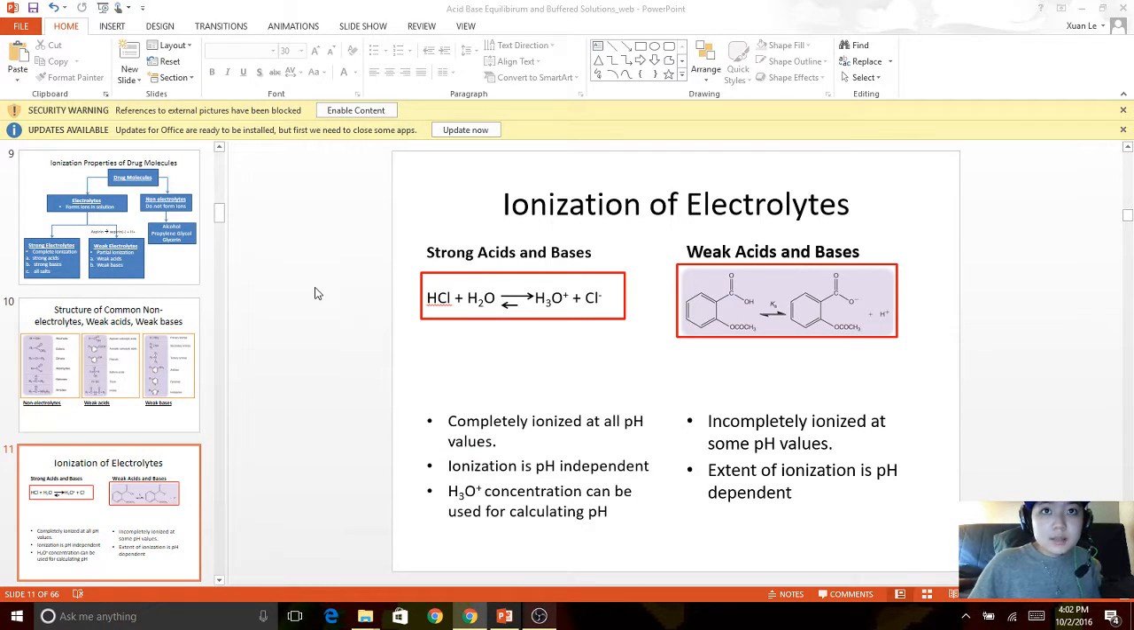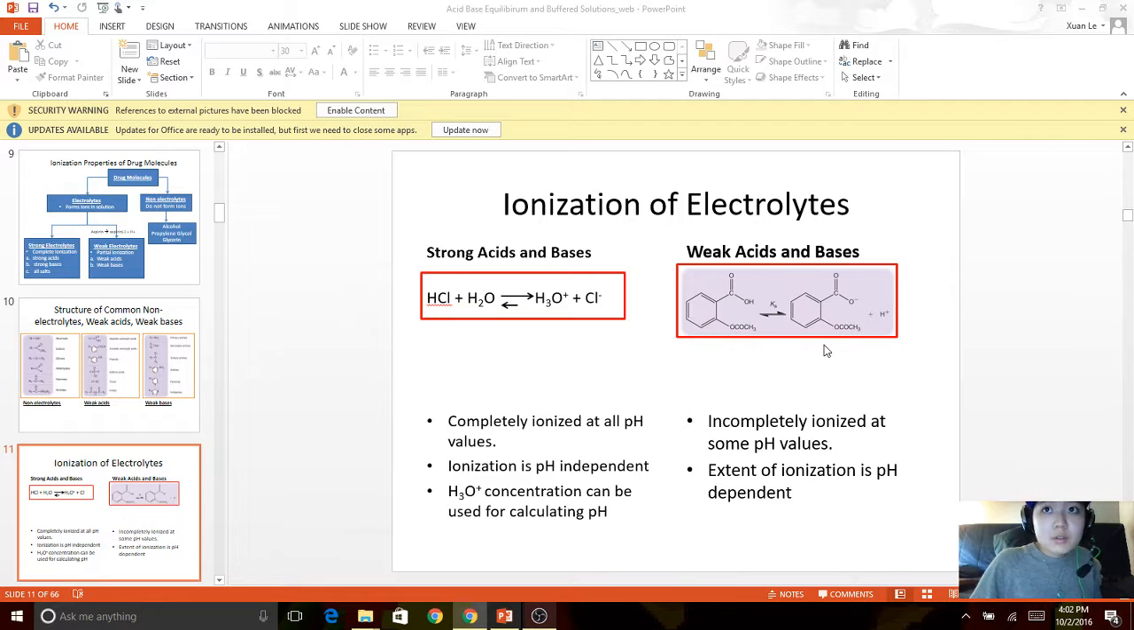Like we said before, strong acids and bases are going to completely ionize at all pHs, so they're going to be pH independent. And then the next one, we're going to see aspirin again. Remember that it's a weak acid, so it's going to donate a proton, as seen right here, and it's going to become a charged negative ion, or basically the conjugate base.